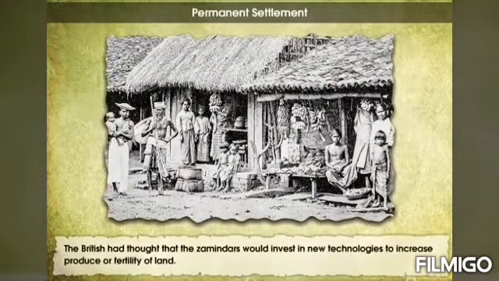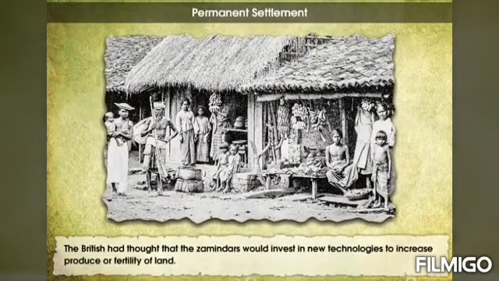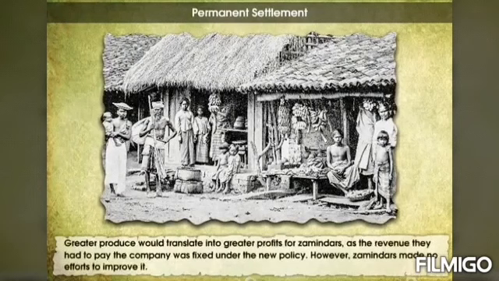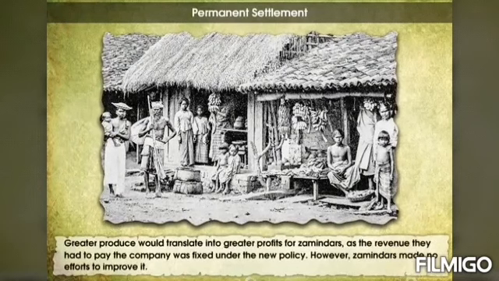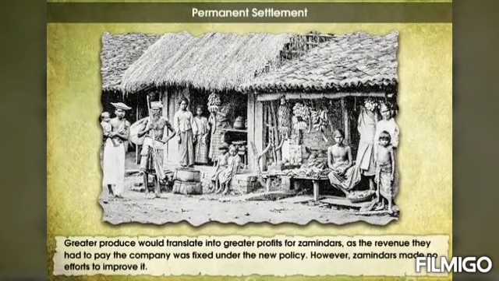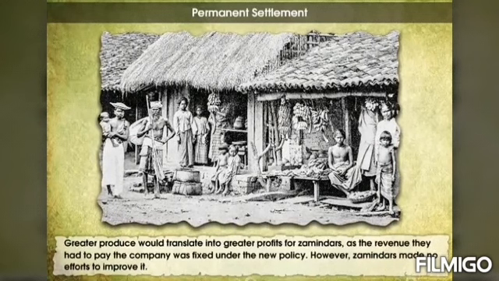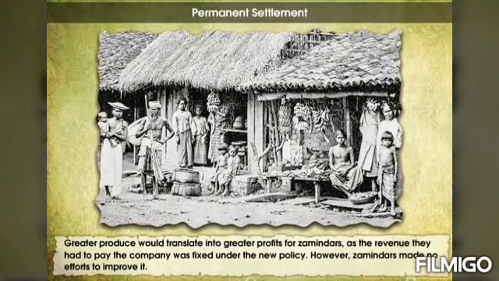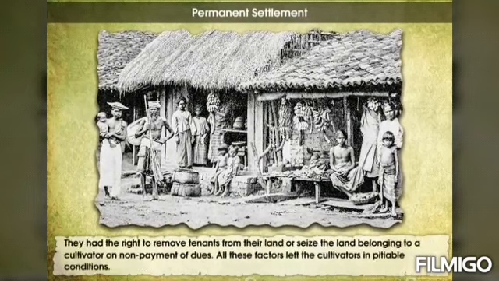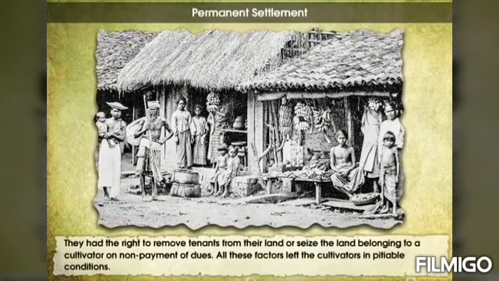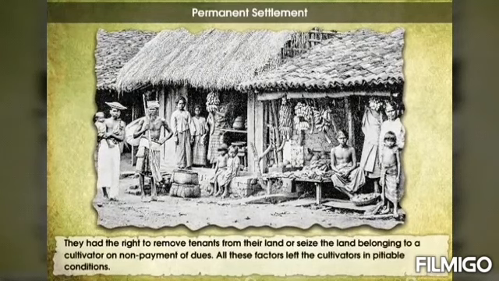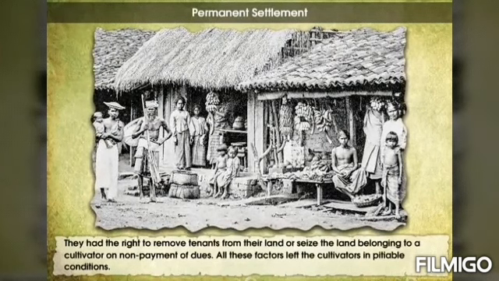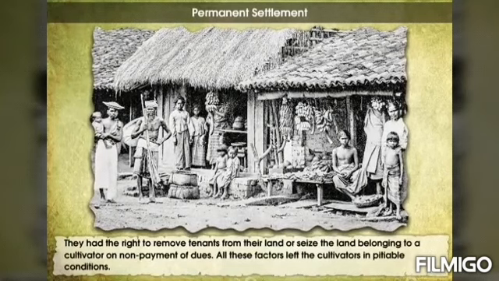The British had thought that the zamindars would invest in new technologies to increase produce or fertility of land. Greater produce would translate into greater profits for zamindars, as the revenue they had to pay the company was fixed under the new policy. However, zamindars made no efforts to improve it. They had the right to remove tenants from their land or seize the land belonging to a cultivator on non-payment of dues. All these factors left the cultivators in pitiable conditions.